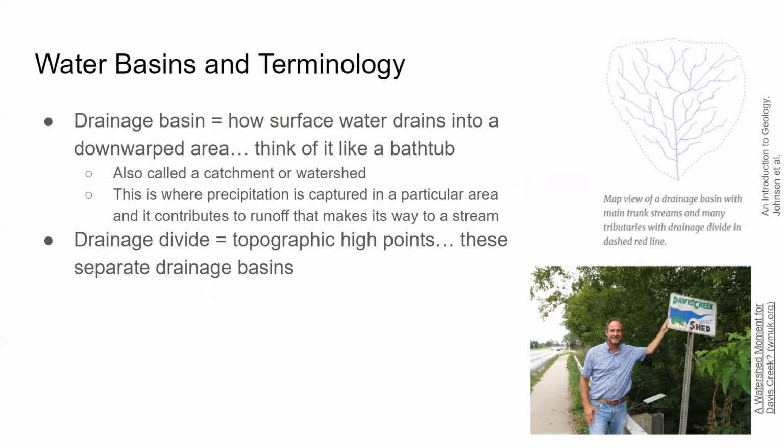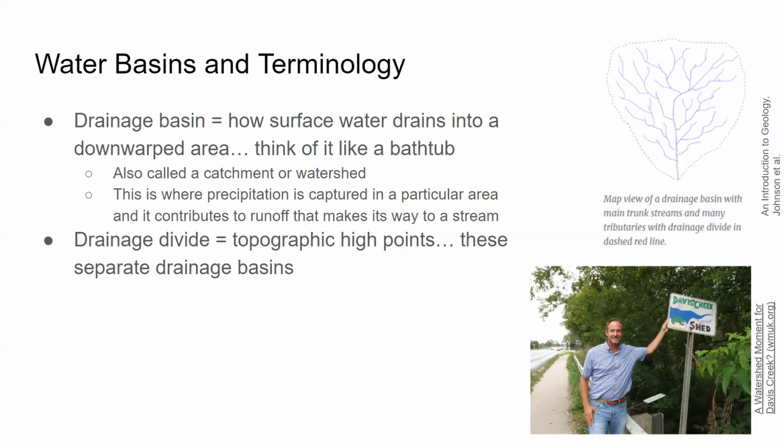So smaller streams are going to flow towards bigger streams, which flow into bigger streams, and you get how the picture goes. So everything is going to flow into this main area that flows out and towards the ocean. So by definition, a drainage basin is how surface water drains into a downward area. You might also hear it called a catchment or a watershed.